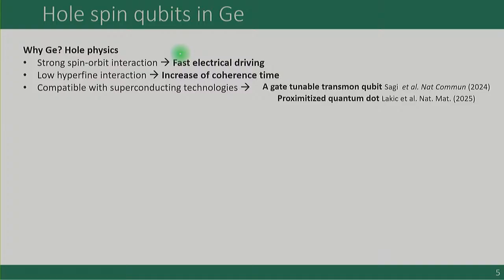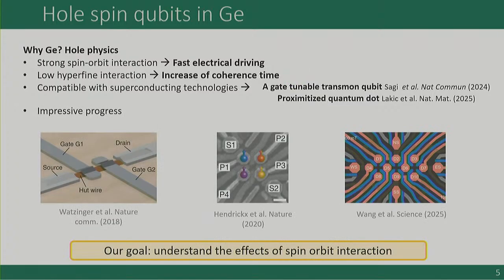Why? Because basically we have our spin, or our two spins, and they are surrounded by other spins, by a spin bath. Then if that hyperfine interaction is smaller, that means that they are more isolated. And also a nice feature of germanium is that it's compatible with superconducting technologies. So there's already a gate-tunable transmon qubit, and also a proximitized quantum dot that is the first step towards an Andreev spin qubit. That is a mix of a superconducting qubit and a spin qubit, trying to combine the best of both worlds.